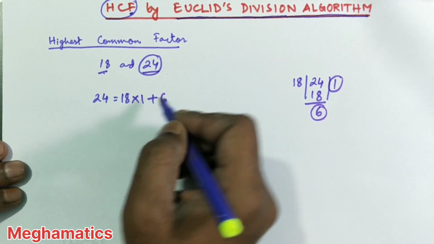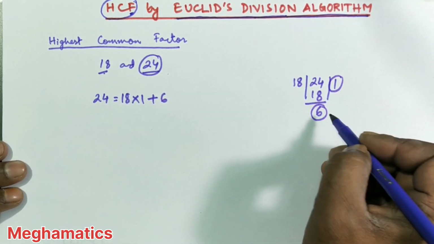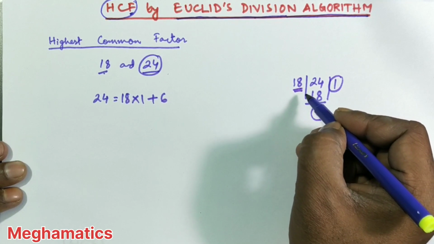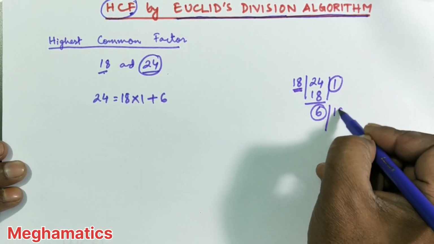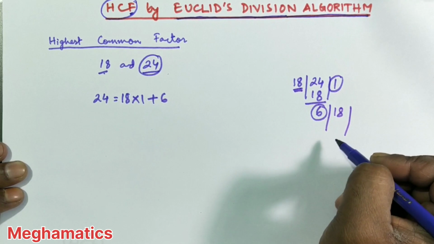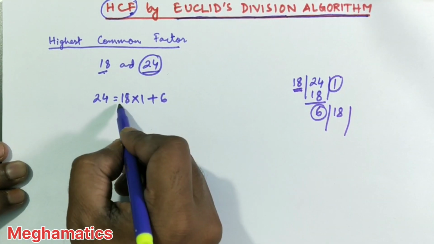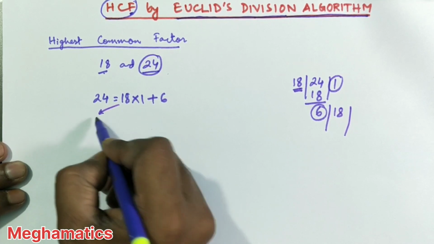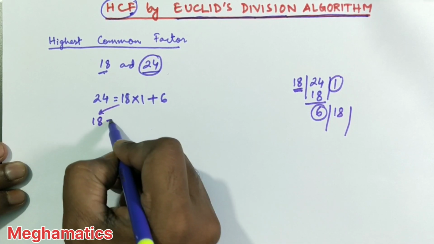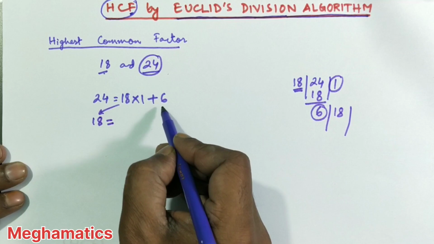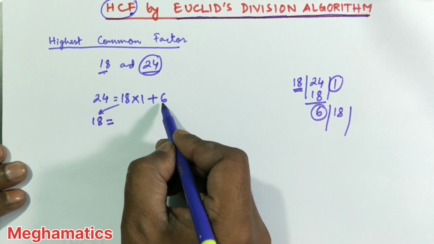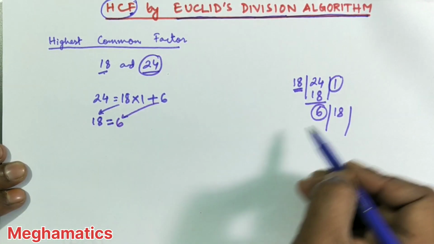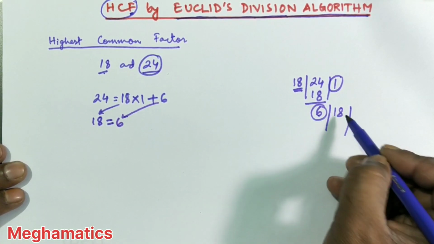Then what we'll have to do, again this 18, the number by which we have divided, that number will come here. In the same way, the number which is there right after the equal sign we'll have to write here. Then by which number we have to divide, that is the remainder. So this remainder will come here, and then we'll have to divide this 6 with 18.